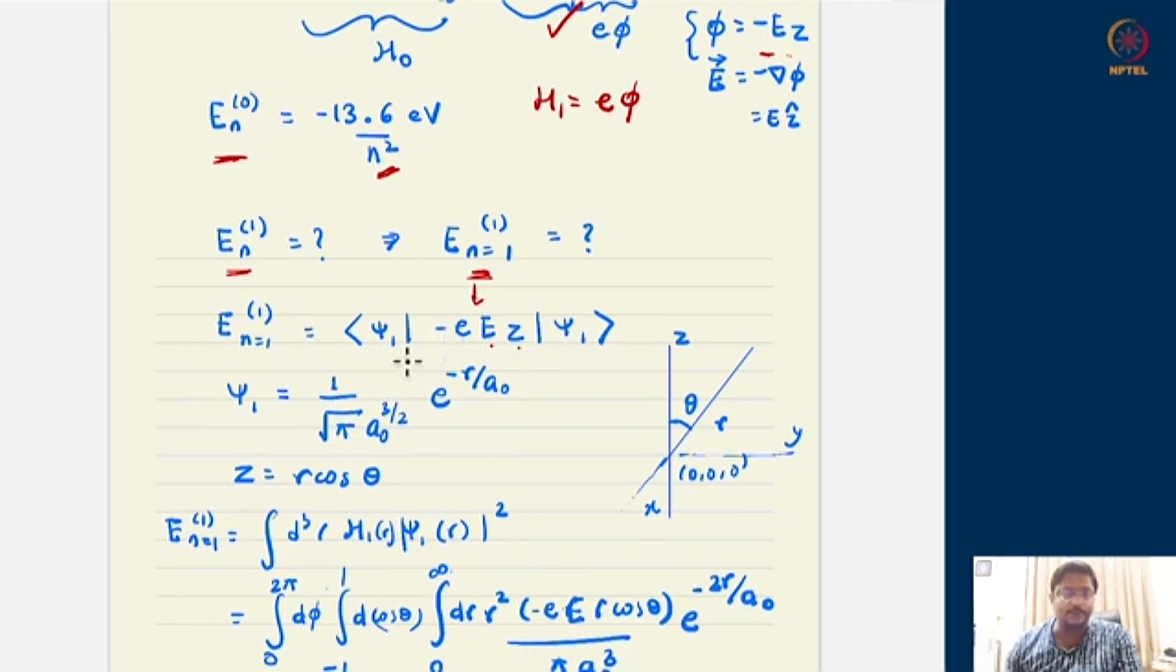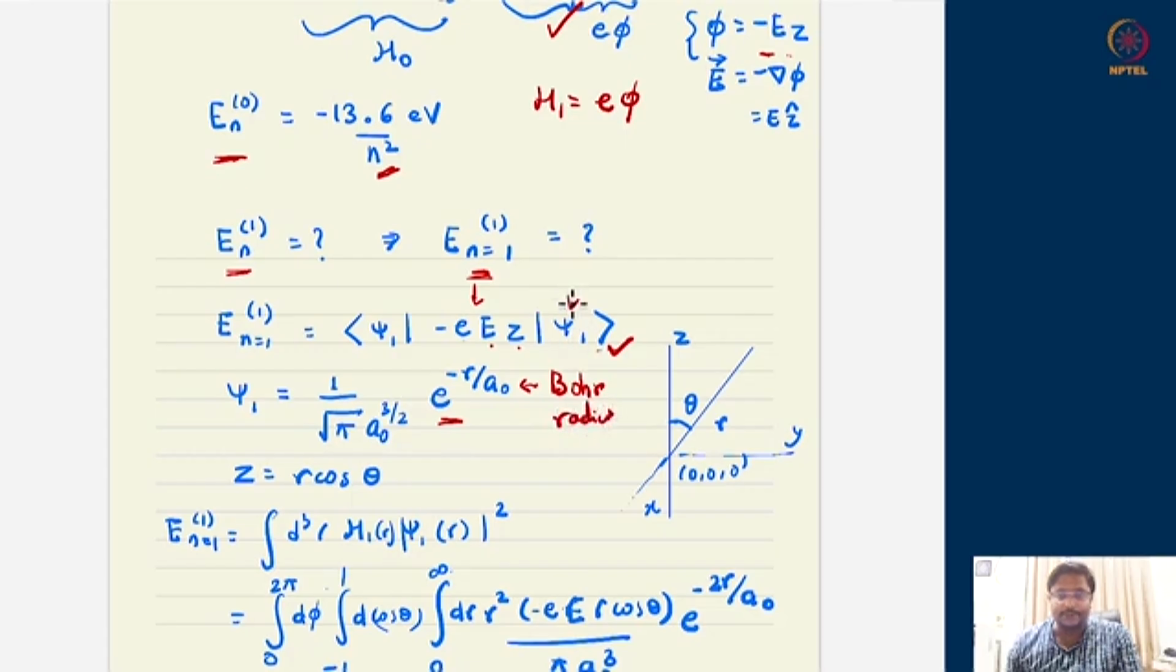One easier way of computing this is going to the position representation. For the harmonic oscillator, it was more convenient to work with bracket notation, and in this case, it is more convenient to work in the position representation. So I will just evaluate this in the position basis. For that, I need to know how the ground state wave function psi1 looks in the position representation. We all know the answer. It is an exponentially decaying function, e to the power minus r upon a0, with a normalization of root pi and a0 to the power 3 by 2, where a0 is the Bohr radius.